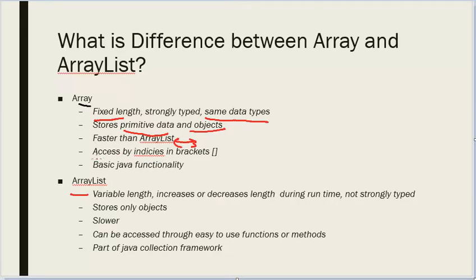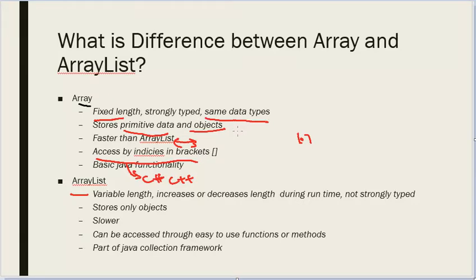And then arrays are accessed by indices like 0, 1, 2, simply in the brackets. And they are, of course, basic functionality in Java, C Sharp, and C++, in all of these programming languages. And what are array lists?